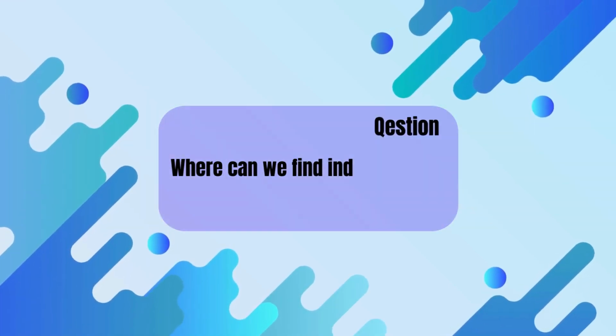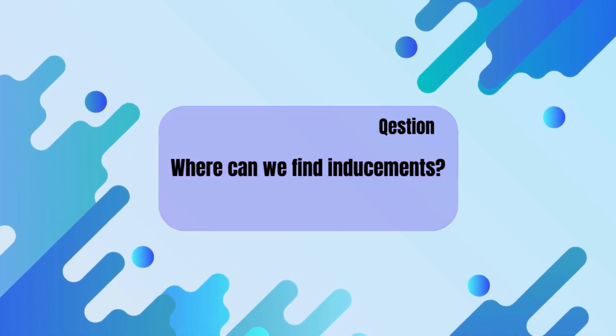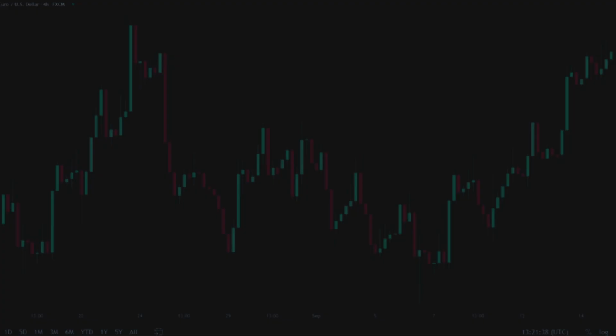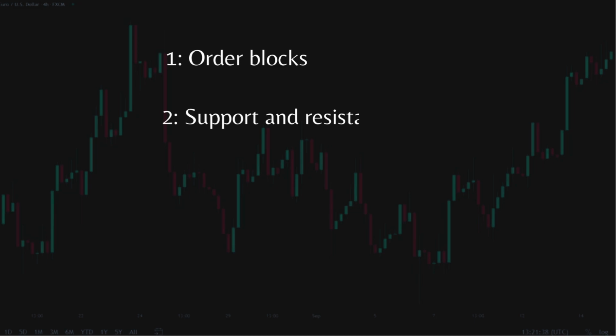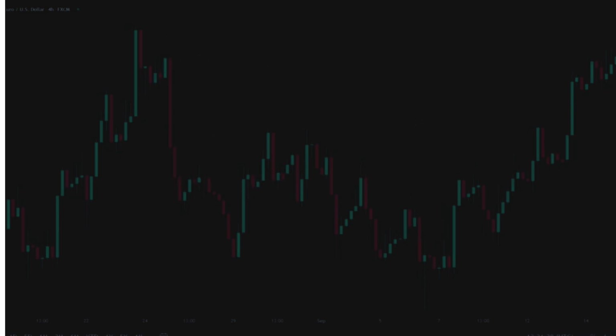What does that mean exactly? Where can we find inducements? Most of the time, inducement appears at these specific points and zones: order blocks, support and resistance levels, swing highs and swing lows, and trend lines. So let's start with the order block.